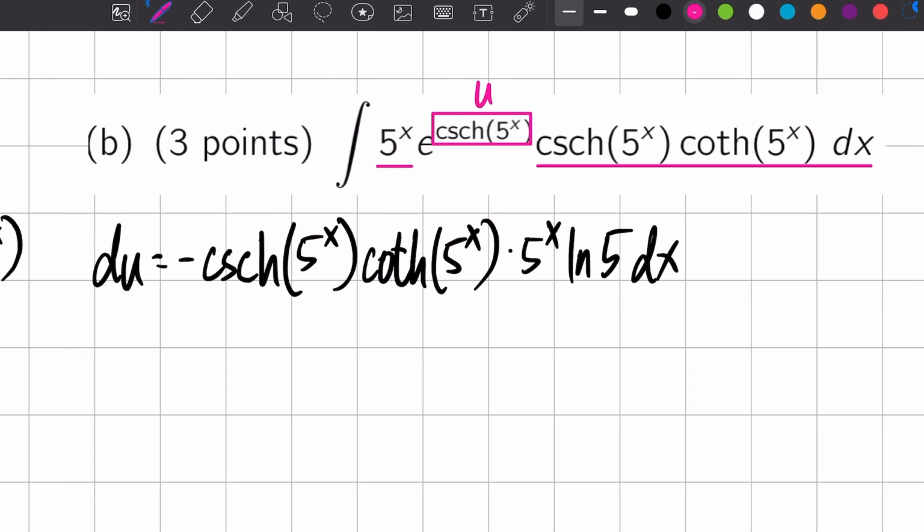And our problem is how to write all the remaining stuff here in terms of u. As we can see right here, we have du equals negative hyperbolic cosecant of 5 raised to x, hyperbolic cotangent of 5 raised to x times 5 raised to x ln 5 dx. And this one right here, the one that we underlined, is actually this part. It's this one.